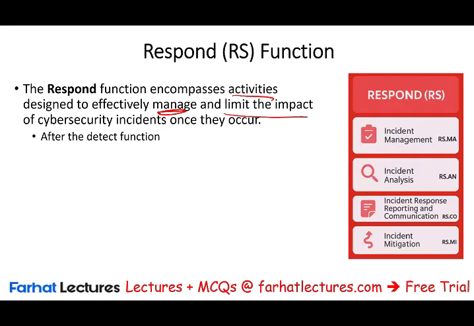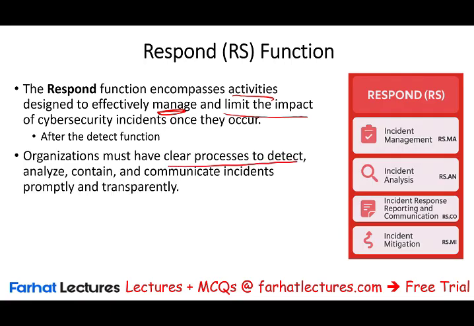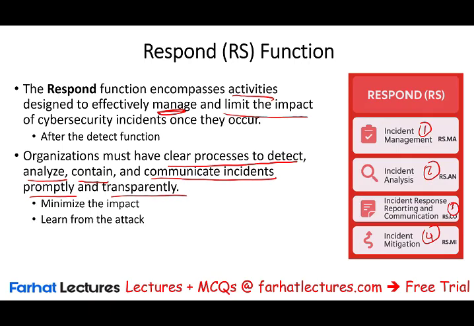So what do we have to have, generally speaking? We have to have clear processes to detect, analyze, contain, which means stop, and communicate the incident promptly and transparently. So within this respond function, we're going to have 4 categories. 1 is incident management, 2 is incident analysis, 3 is incident response reporting and communication, and 4 is incident mitigation. We're going to cover each one of them separately, but the whole process of the response is to minimize the impact and obviously learn from the attack.